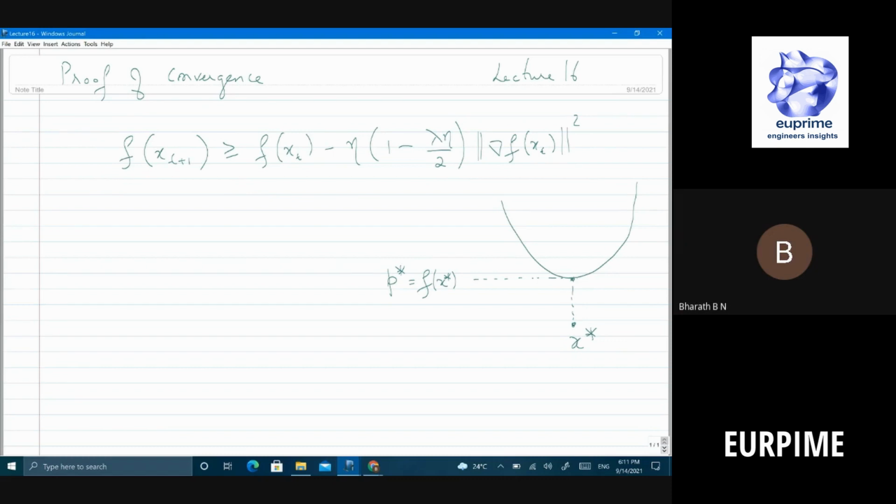Now if you look at any xt, it will be somewhere here or here, anywhere. If you look at the corresponding value of the function, it's larger. Do you agree? So f of xt is definitely greater than p star. So if I replace f of xt by p star, I'll get a lower bound: greater than or equal to p star minus eta times 1 minus lambda eta divided by 2 times the norm squared of the gradient of f of xt. Is that fine? Okay. So now what is it that we are saying? Let's look at this: f of xt plus 1.